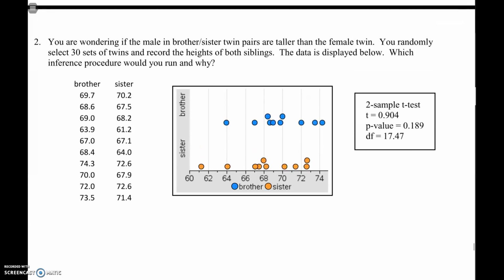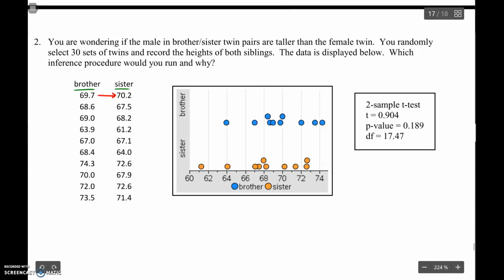Example 2. You're wondering if the male in a brother-sister twin pair is taller than the female twin. You randomly select 30 sets of twins and record the heights of both siblings. The data is displayed below. Which inference procedure should you run and why? So here's my brother list, here's my sister list. It looks like two samples, right? Two lists, but it's not.